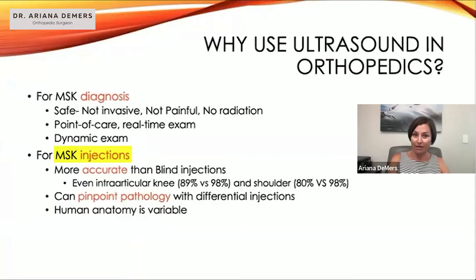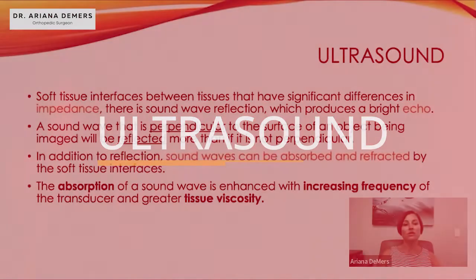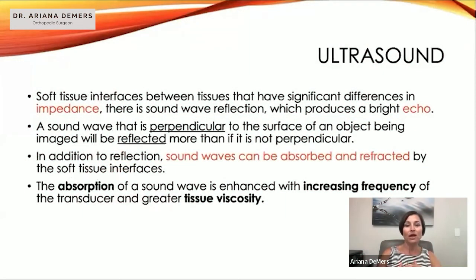Additionally, for MSK injections, you are quite a bit more accurate than blind injections. Even in intra-articular knee injections, it's 89% accuracy versus 98% accuracy. And you can pinpoint the pathology with differential injections. And what I've found through the years is human anatomy is very variable. And it's always quite surprising to see what you think was one thing is another, and you can confirm for sure under ultrasound guidance.